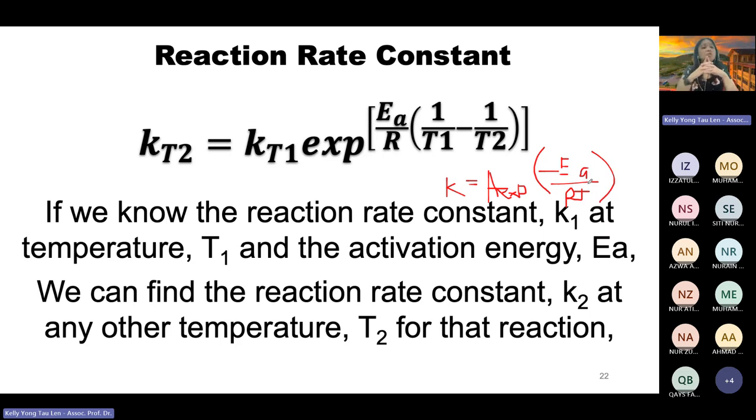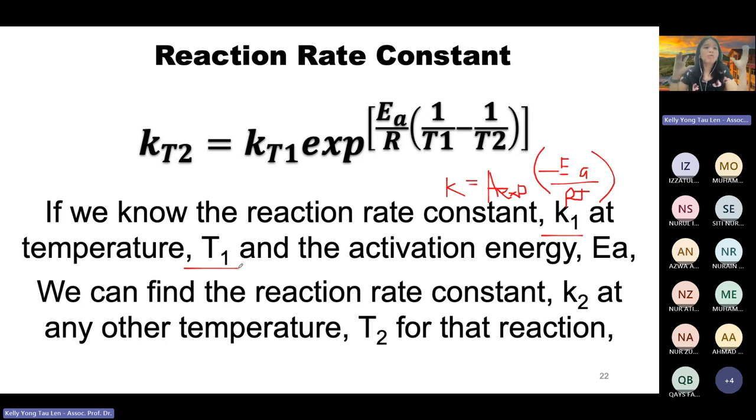But let's say you don't know A and you do not know the value of EA. However, let's say from literature you found the value of K at a certain temperature. For example, you read in the literature that at 50 Celsius, the value of K is 4 per second. Now, say you want to know the value of K when the temperature is 80 Celsius.